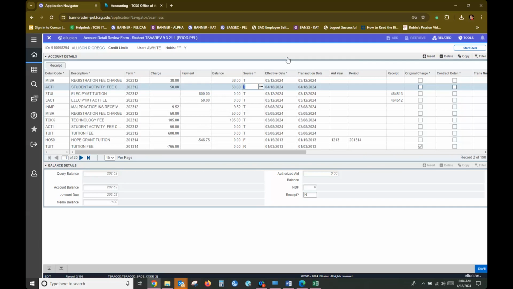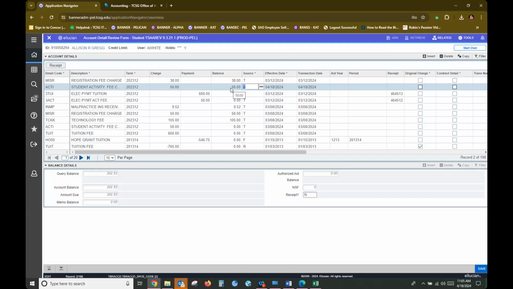So if we look at the activity charge, it showed up in the charge payment. So when I hit the tab key, it went straight to the charge column, and the balance is a positive amount. So the reason why that happened is because on TSA DETC, ACTI has a type of C for charge. So it goes to the charge column with a positive balance because a charge is a positive amount.